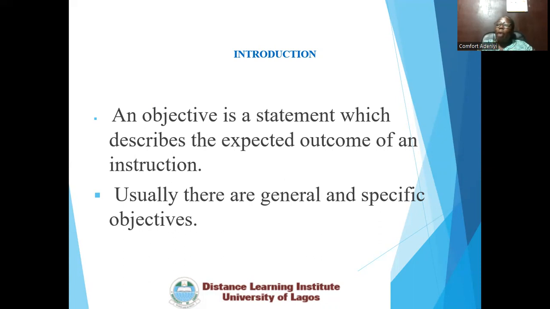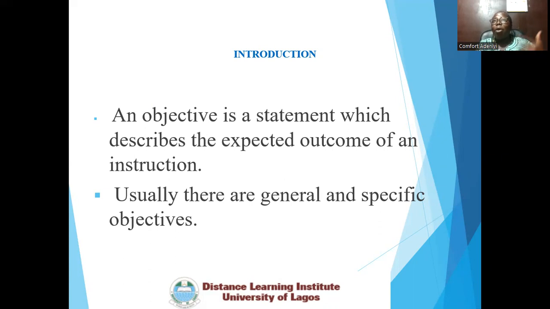Usually we can categorize objective into 2 broad terms or 2 main terms. Like we can say we have the general objectives and the specific objectives. What are general objectives? General objectives can be likened to the goal of education. That is, general objective of education can be likened to the goal of education, the goal of setting up a program. For example, we can say the goal of setting up national certificate in education, goal of setting up teacher education program in the university, that is the BSc Ed programs in the university.